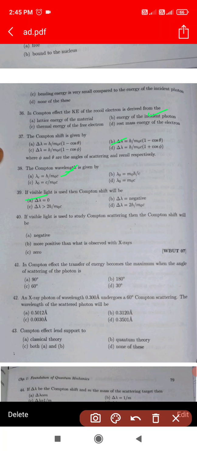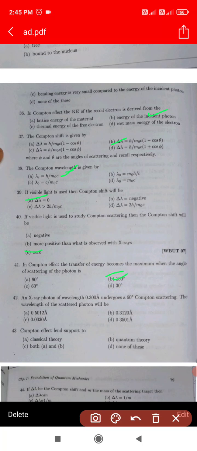So visible light has a longer wavelength, so the Compton shift cannot be observed. Next, 40th question: if visible light is used for Compton scattering, the shift will be 0. C is the answer. If the energy transferred in the Compton effect becomes maximum, the angle of scattering of the photon is 180 degrees.